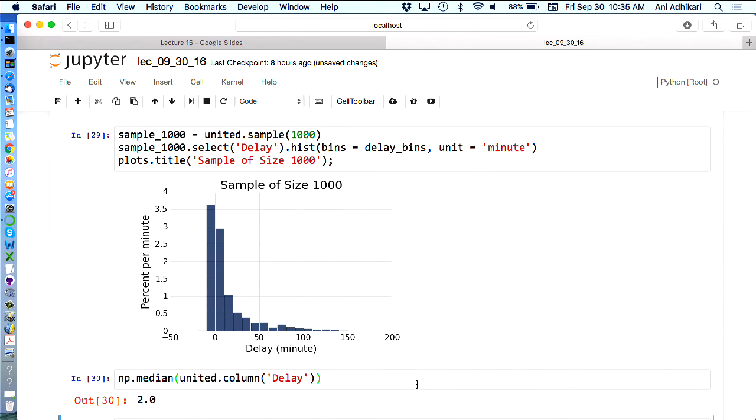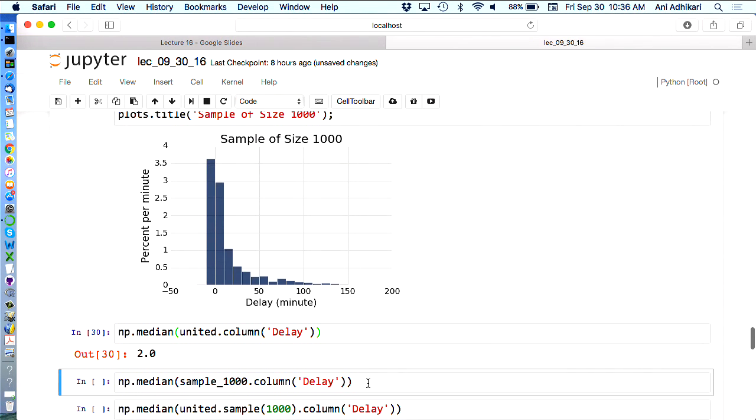Okay, so this number, if you think of the entire table as your population, is this number a parameter or a statistic? Look at the code, please. Is there a sample? There is no sample. This number is measured on the population. It is therefore a parameter.